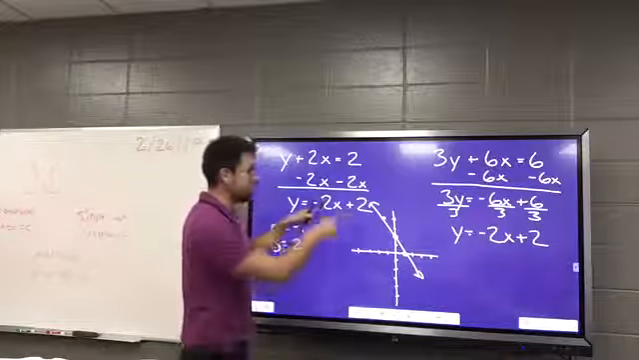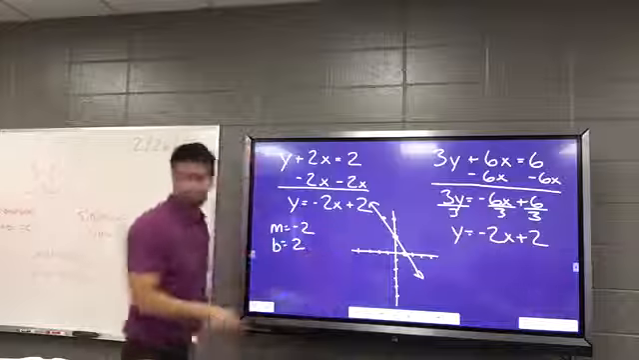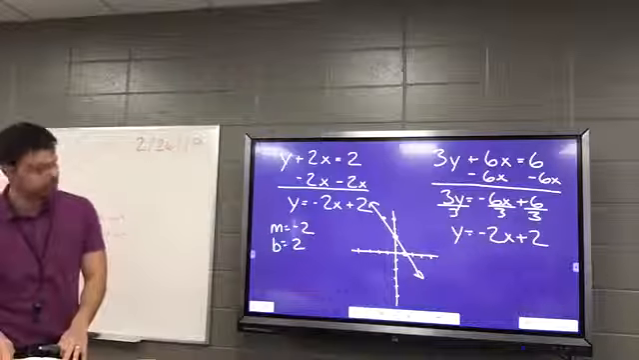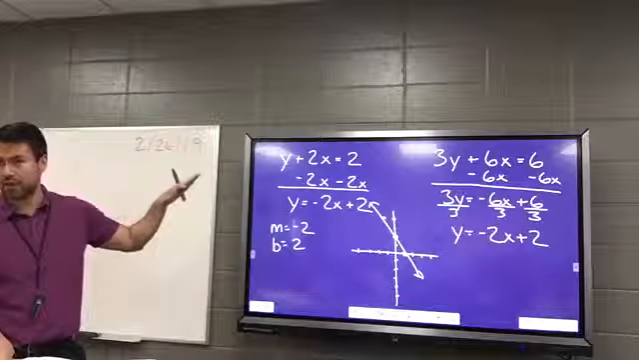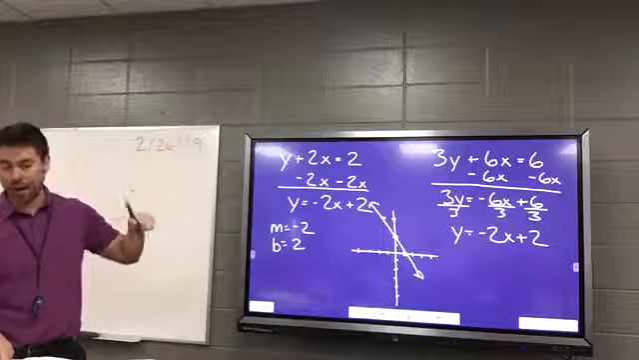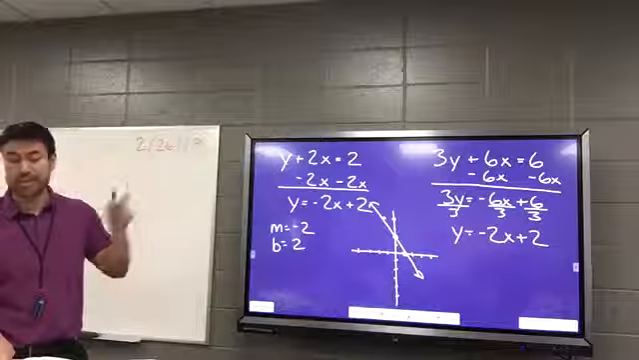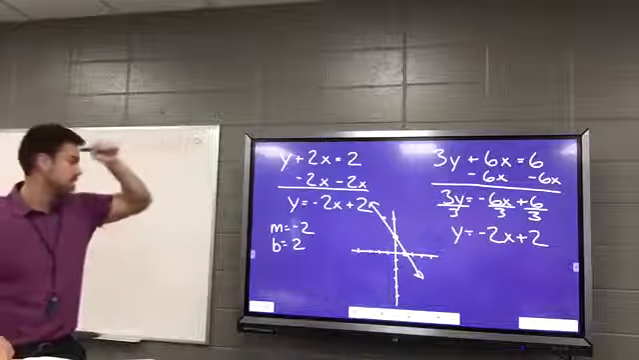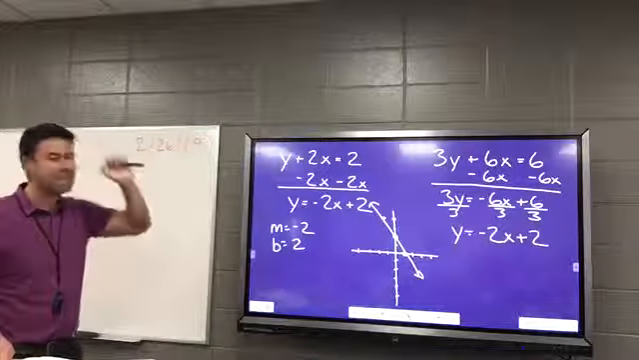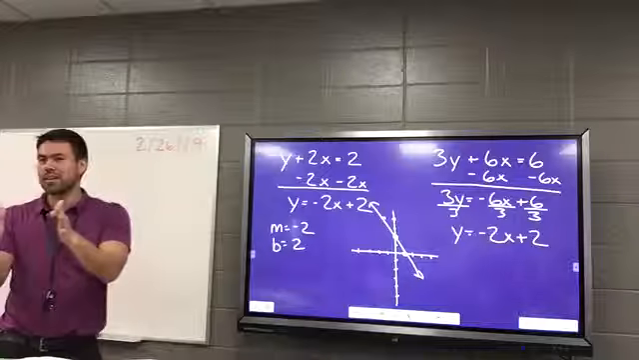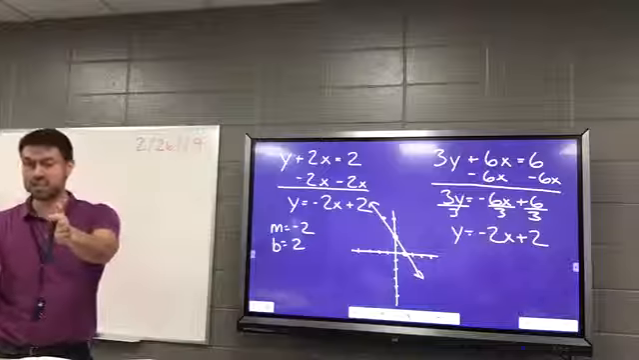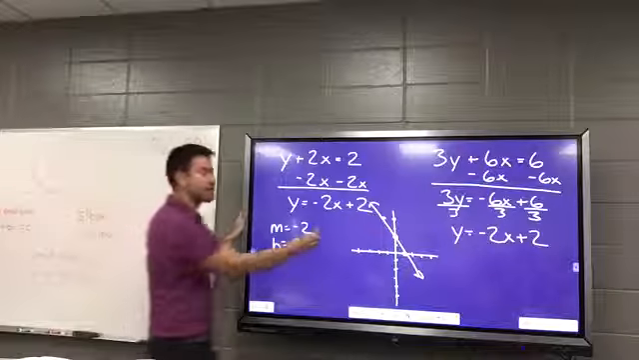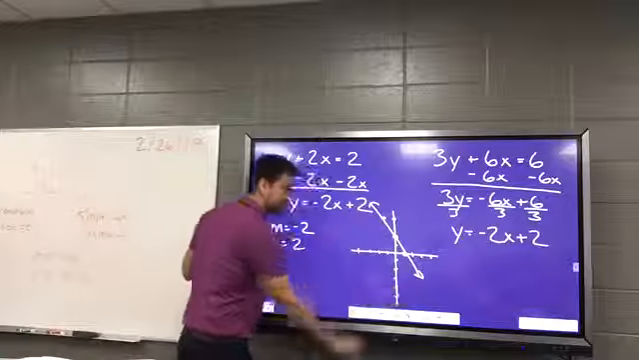Wait, are these the same thing? Hold on. Was it y, the first problem, is it y plus 2x equals 2? Is that what you have? And the second one is 3y plus 6x equals 6. Is that it? They are the same. You're allowed to say it. Same equation, and therefore they're graphed as the same line.